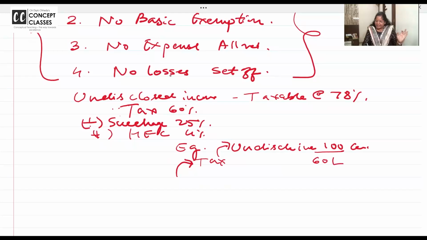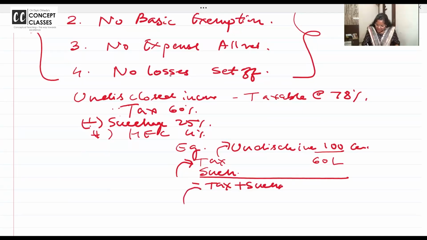Tax is calculated on income. I want you to learn it as a prayer. Tax is calculated on income. Surcharge is calculated on tax. And on tax, what is surcharge? Additional kind of tax. So on both, you have to pay health and education cess.